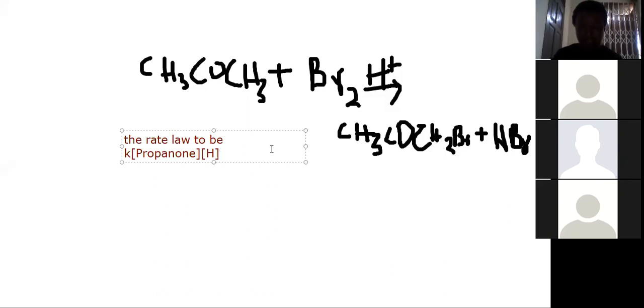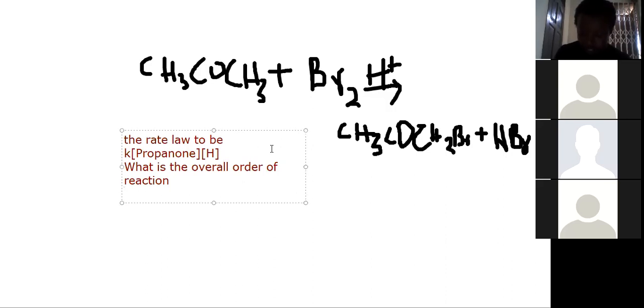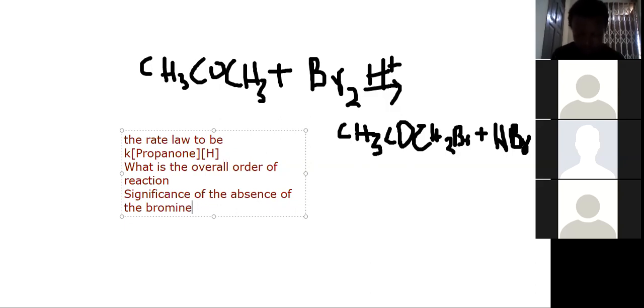That's the question. Now the question states: one, what is the overall order of reaction? And what is the significance of the absence of the bromine in the rate equation?